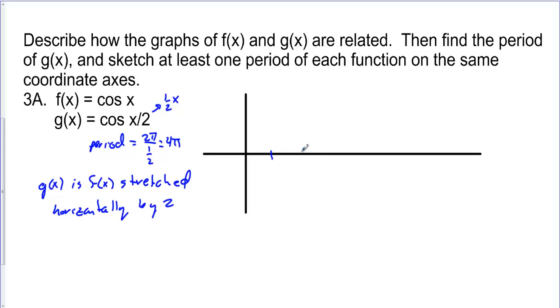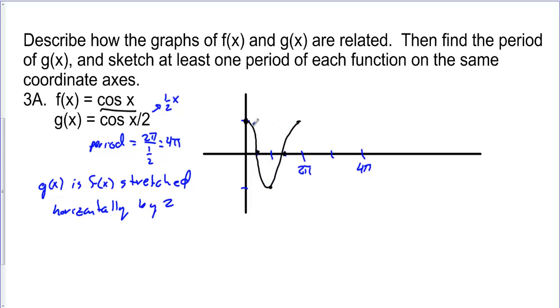So now we have 1, 2, 3, 4 marks. That's going to be 4 pi. But then we'll need 1, 2, 3, 4 marks to graph cosine, which only goes to 2 pi for one complete wave. Both of them are going up to 1 and down to -1. So here's cosine of x. We're going to graph cosine of x. Cosine starts at 1, goes down to 0, -1, 0, and back to 1.